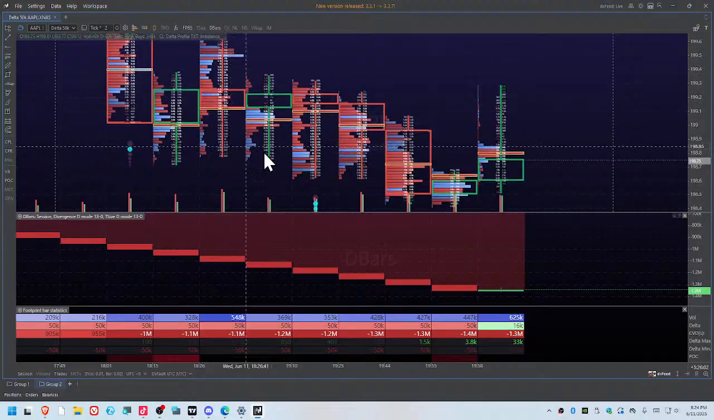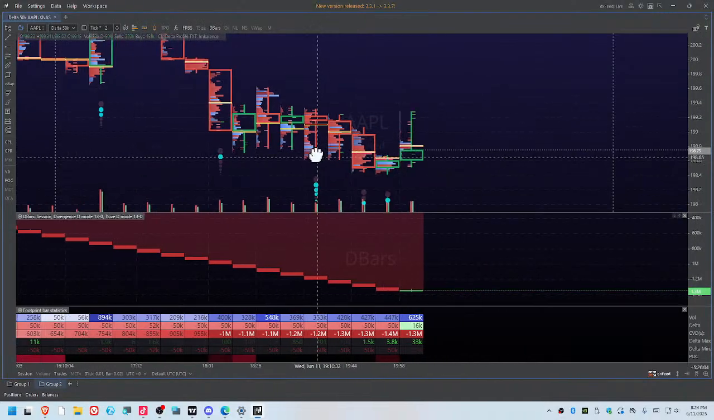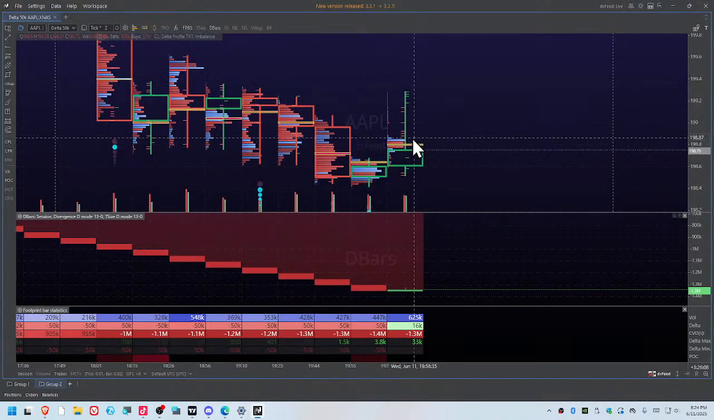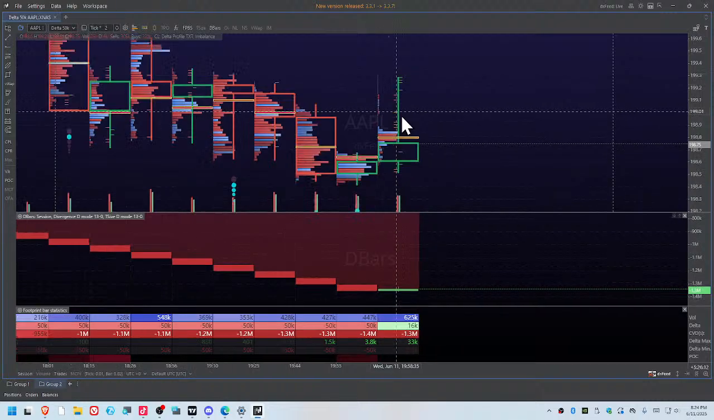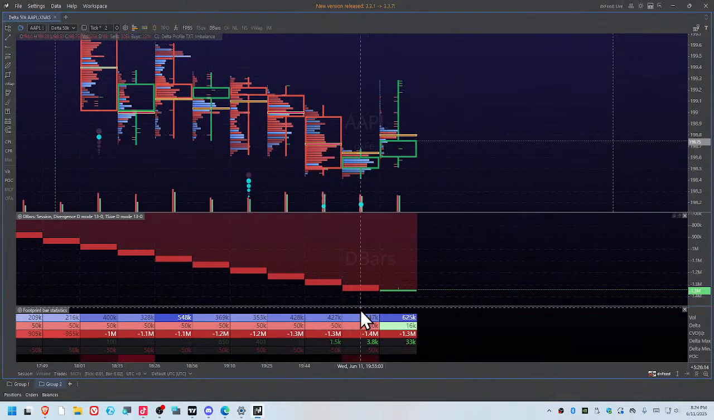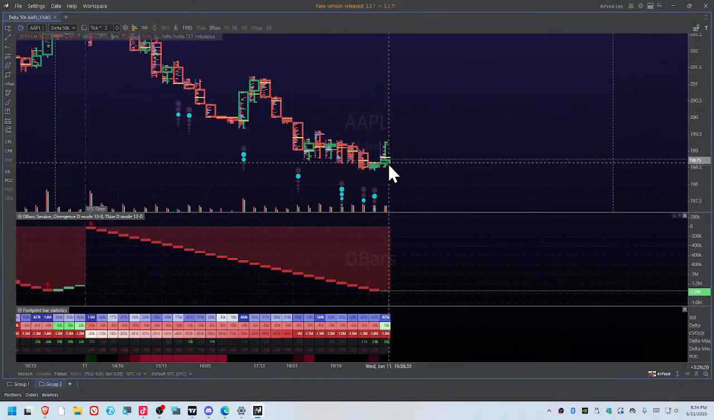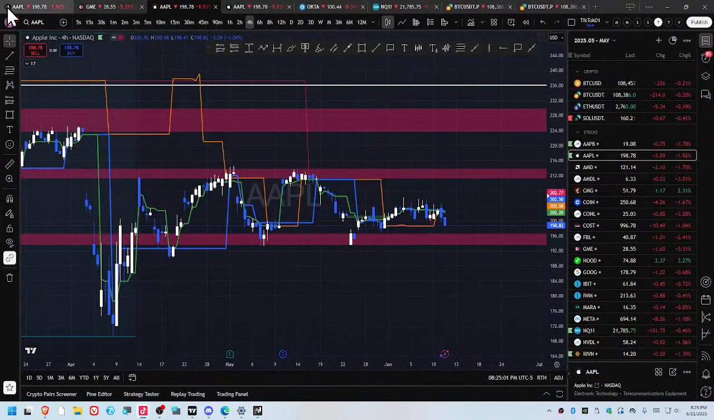Probably above these two nodes here, price did close above it a little bit. So you're looking to see, and you see you had a spike in delta towards the end of the day. So it doesn't look horrible. On what other chart?